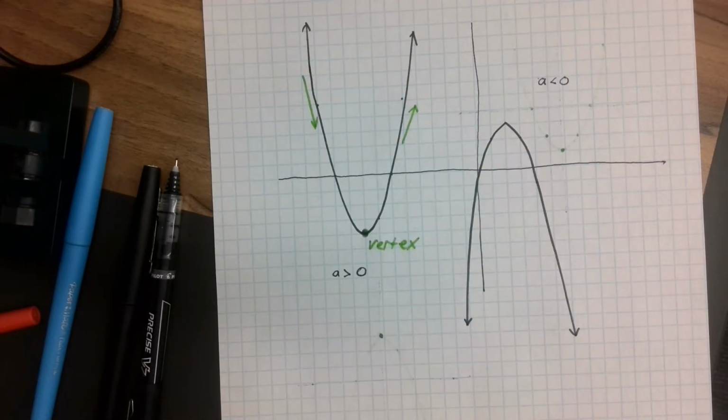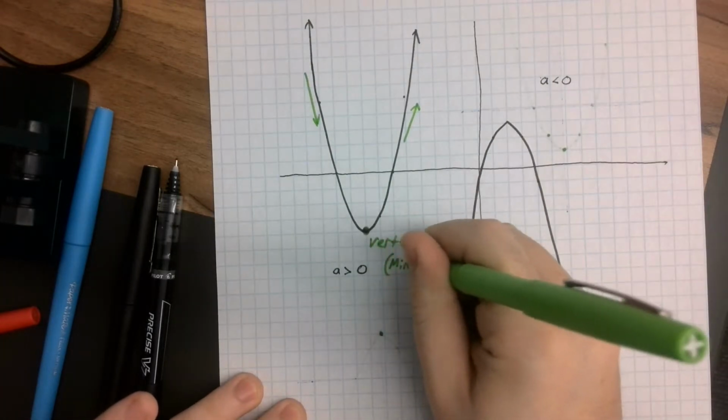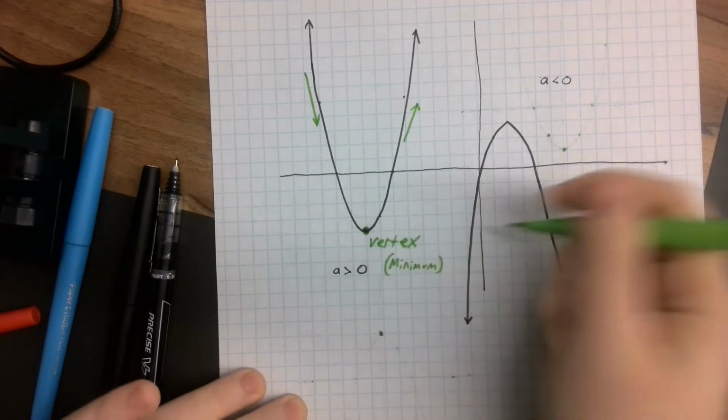When our vertex is at the bottom of a parabola, we give it a special name. It's called the minimum, because it's the lowest point on the parabola.